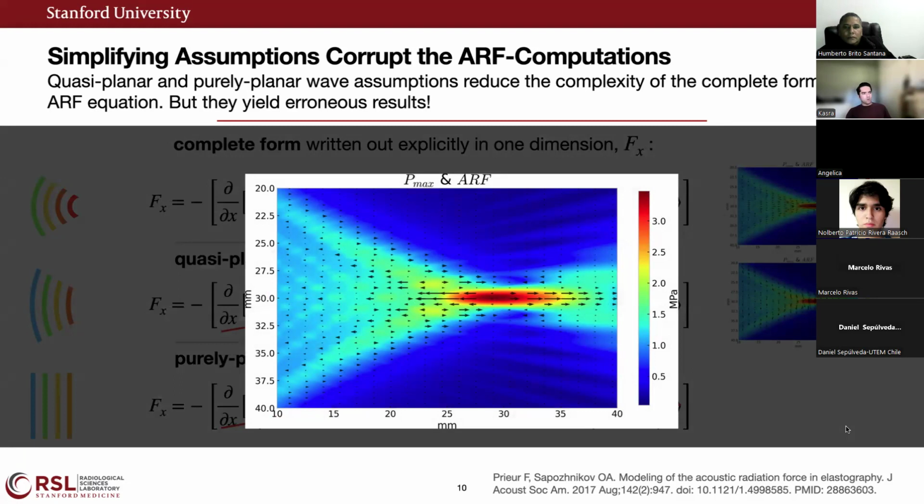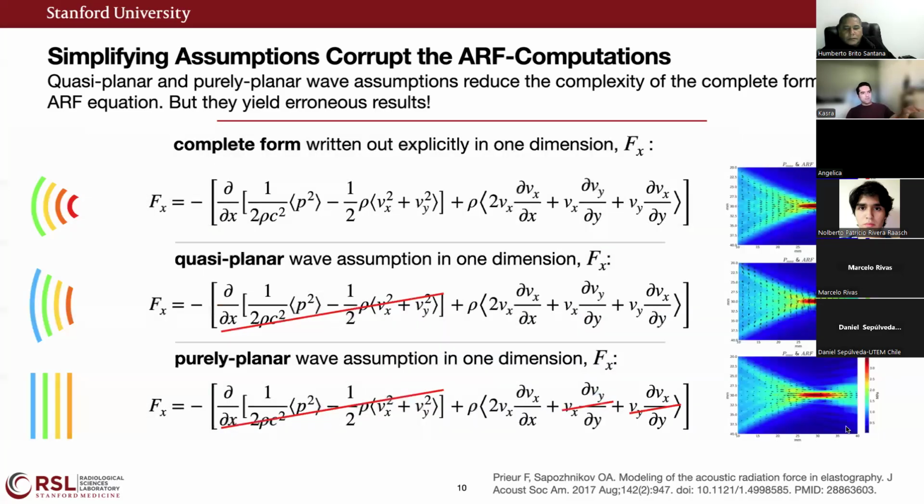In this case, the focus is at about 30 millimeters. Note that in the region between, say, 20 to 30 millimeters, your force vectors are pointing to the left towards the transducer surface, as though there are some attractive forces towards the transducer, which is definitely wrong, and that's not what we see in practice. So for all these reasons, I just wanted to highlight that we ended up using the complete form for acoustic radiation force.